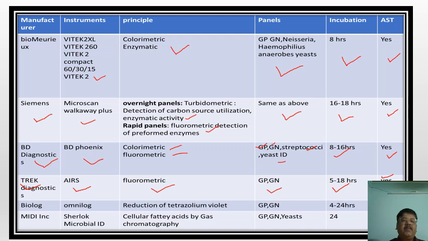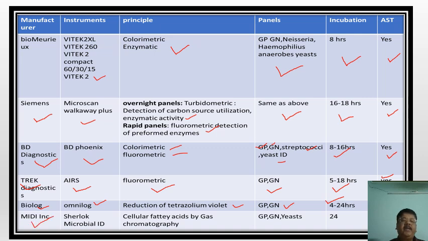Then Biolog is there. The brand name of that machine is OmniLog. So here the principle is reduction of tetrazolium violet. That principle is used for detection, and gram positive and gram negative organisms can be detected. 4 to 24 hours is the incubation of this, and it cannot be utilized for AST. It is only for detection.